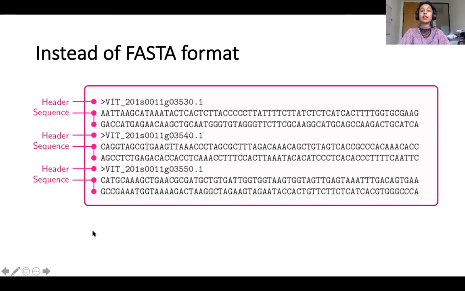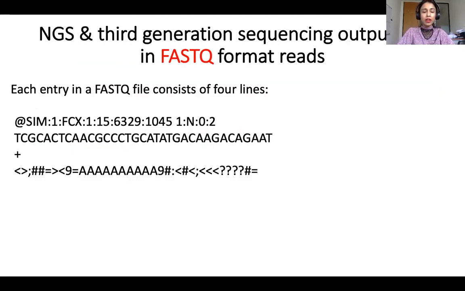the sequence. But when you do NGS, next generation sequencing, either Illumina, nanopore sequencing or PacBio sequencing, your data will not be in this format. Instead, you will have a format called FASTQ. It looks a bit different, but essentially it gives you more information as well. So this is how it looks.